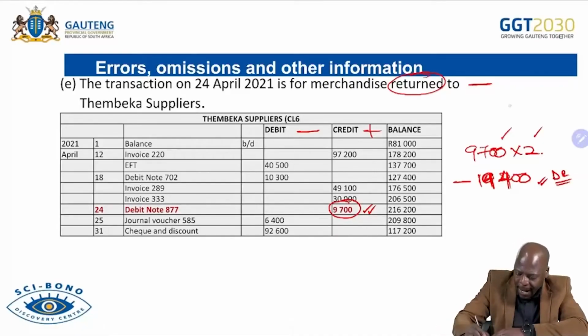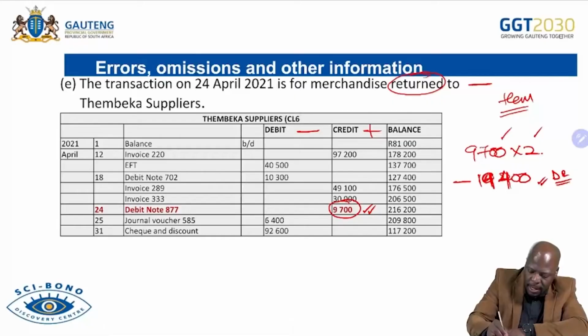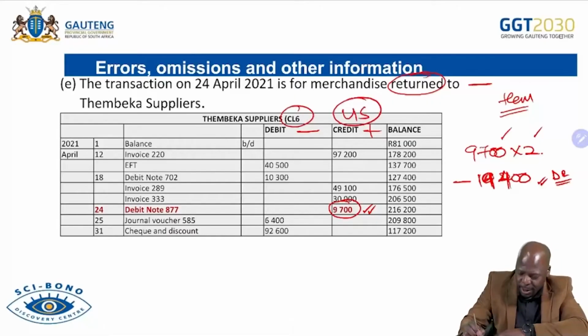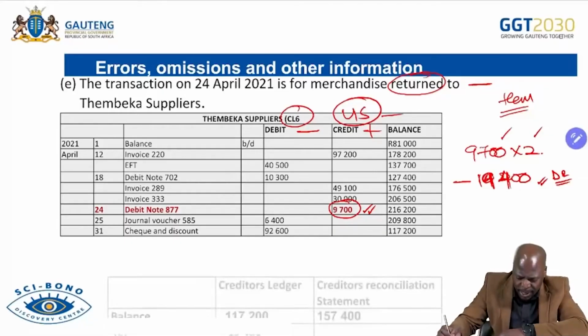Should you do it by them? Who made the error? Okay? Who made the error? The error is in the ledger. Once it is in the ledger, it is made by us. So if it is us, where do we correct it? You're right. You go to the ledger. So let's come here and see.